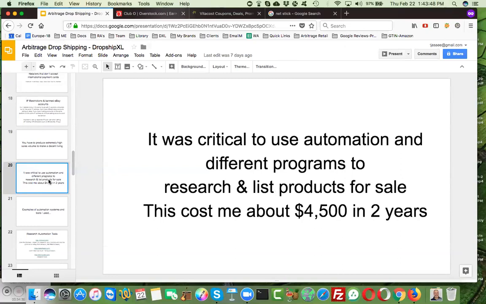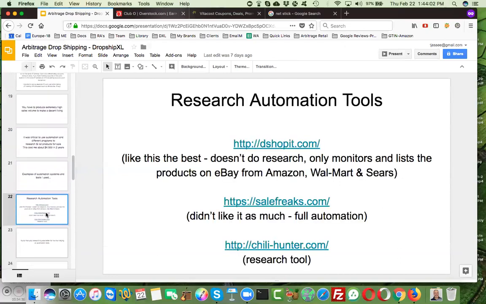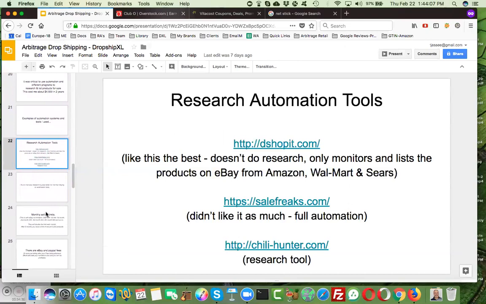Exactly. Some of the systems you used to automate a lot of that cost you about $4,500 in two years. Here are some examples of the research tools. We won't go into detail, but these notes will be shared inside the membership, or right below this training. Shopit, salesfreaks.com and chili-hunter.com were research tools that you used. You can check those out. But what were some of the major benefits you experienced with these tools?